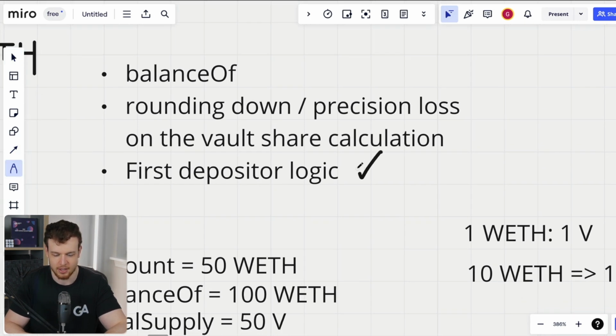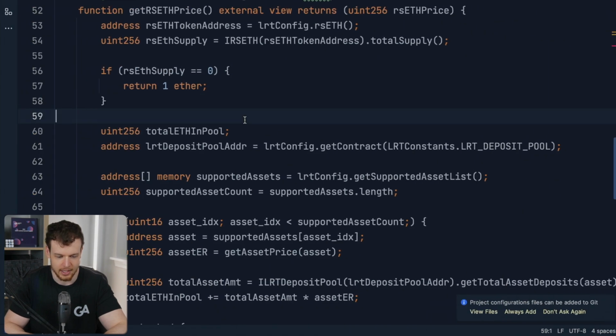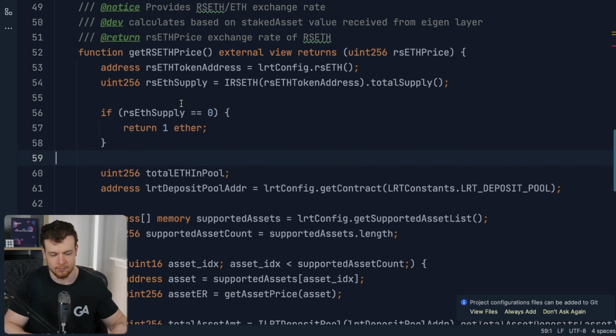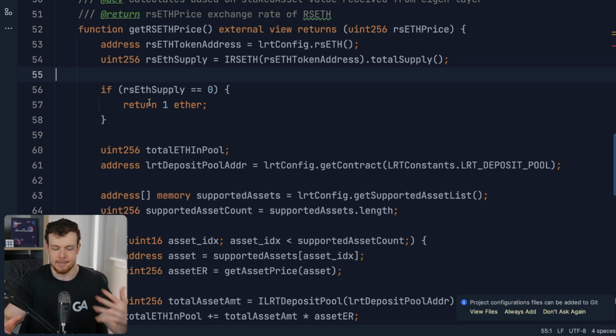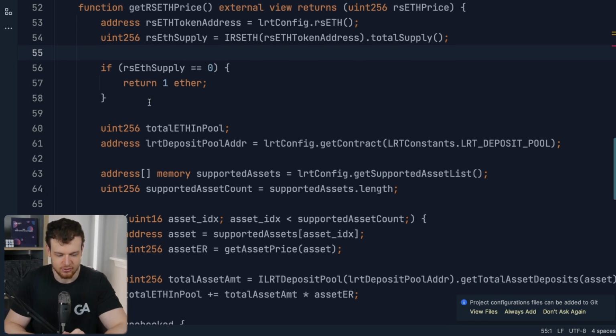We've got that first depositor logic, and we can look around. I don't see any other handling for the first deposit. The protocol is not making that first deposit or anything like this. So there's our first piece checked off.